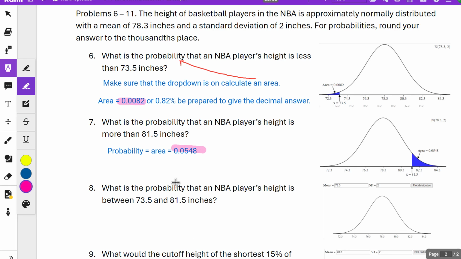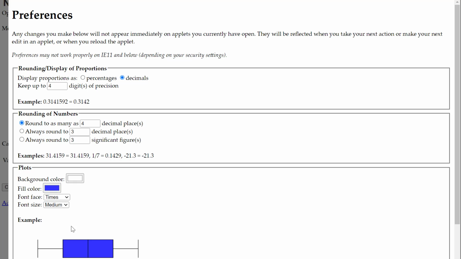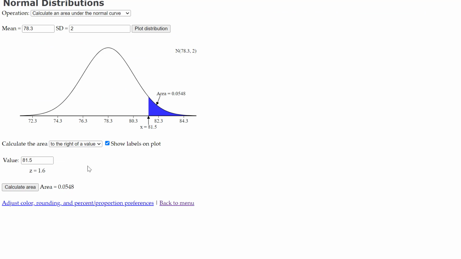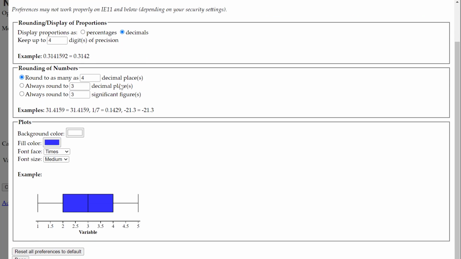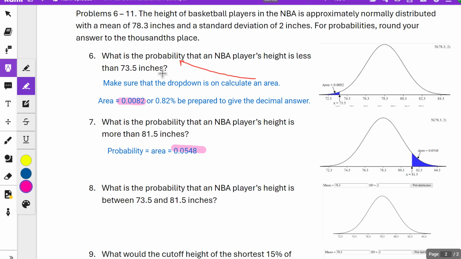If you're getting percents and you're like, oh, I hate switching, do you know you can change it here? So what I did, I clicked on, let me scroll down and hit done. Just click on the suggest rounding percent proportion preferences, and you can switch to percentages or decimals right here. All right, and let's go back to the next question.